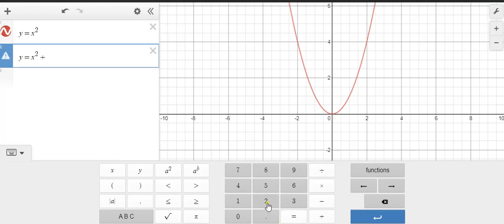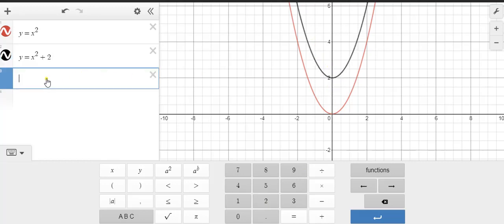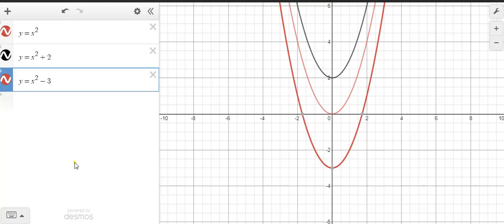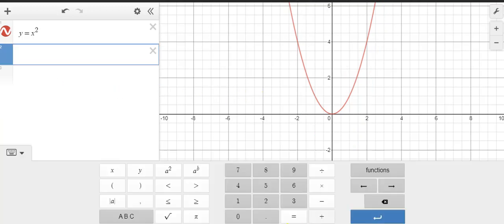Now what would happen if this was y equals x squared plus 2? What do you think is going to happen now? Now notice, we had a vertical shift. Everything moved up 2. What if it was y equals x squared minus 3? What do you think is going to happen? Right, compared to x squared, everything moved down 3. So depending on what number you add at the end, you're going to have a vertical shift.